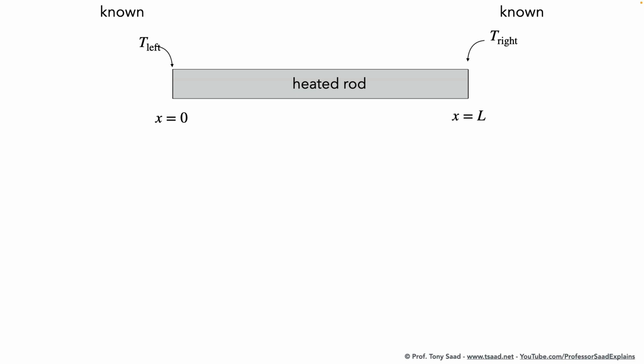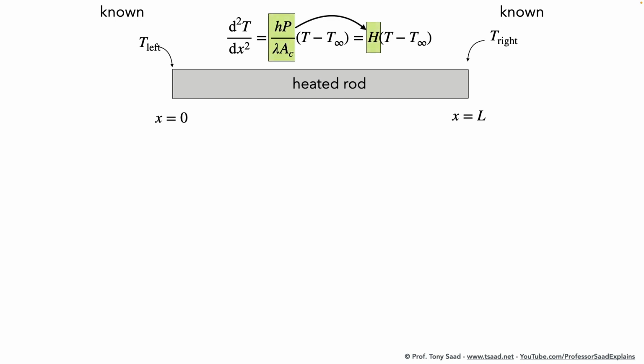On the left and on the right, at x equals 0 and x equals L, or points A and B, the temperature is known, and the heat equation is given by this second order ODE. I'm going to lump all of those parameters, HP over lambda AC, into one coefficient. It's just the effective heat transfer coefficient. If H is high, it's going to equalize the temperature much faster.